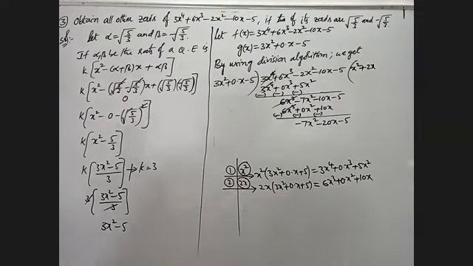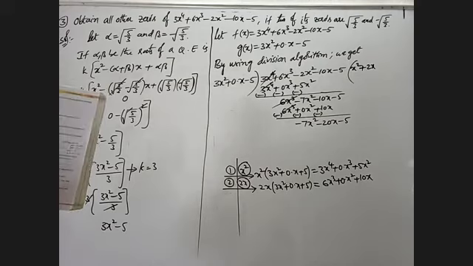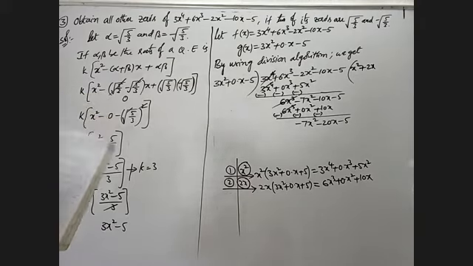After that, what we have to write in this one? Px square minus 5. Px power 4 plus 6x cube minus 2x square minus 10x minus 5.